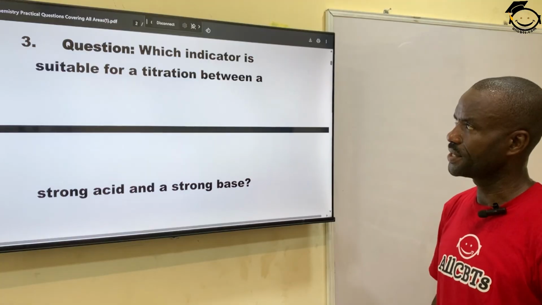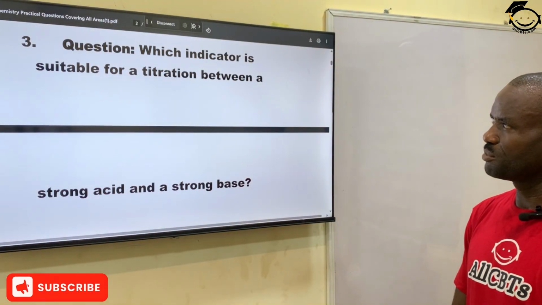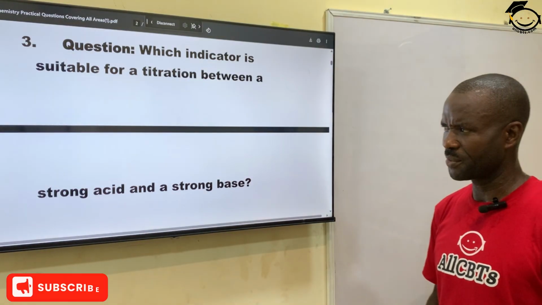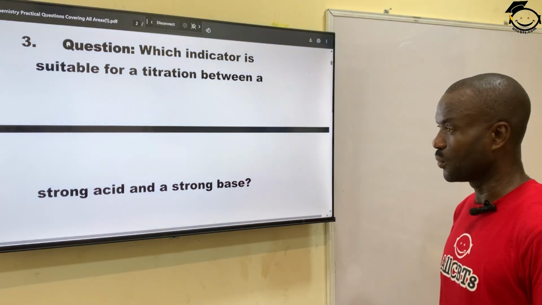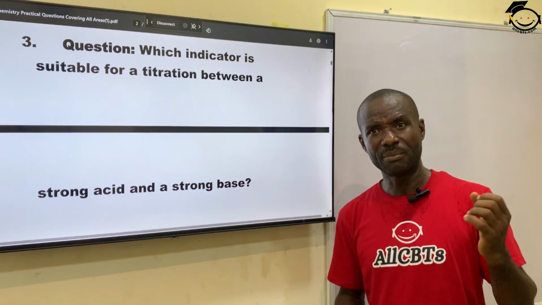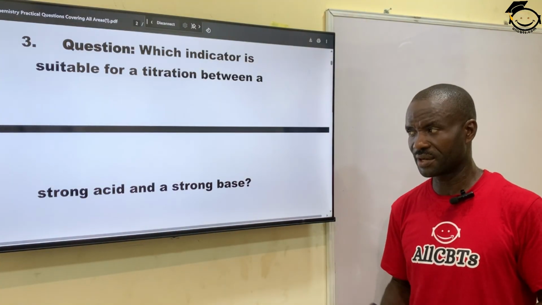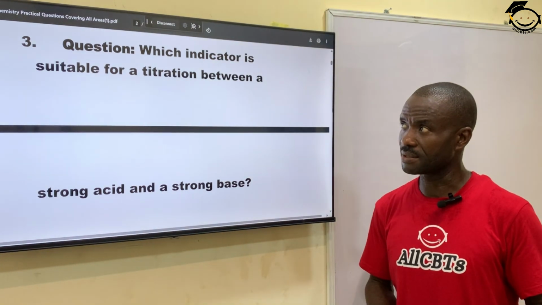All right, question 3 says, which indicator is suitable for titration between a strong acid and a strong base? When we have a strong acid titrated with a strong base, we can use either methyl orange or phenolphthalein. Any of them can do. So methyl orange indicator or phenolphthalein will do.